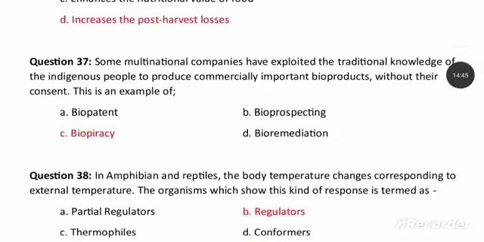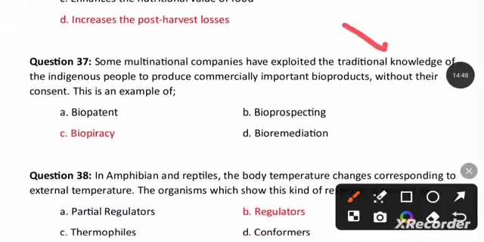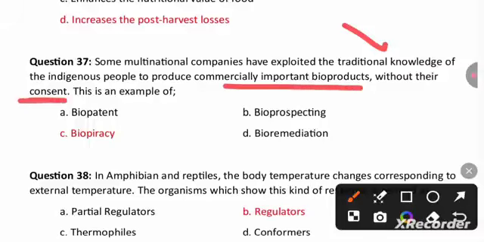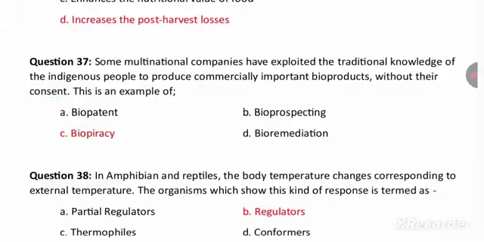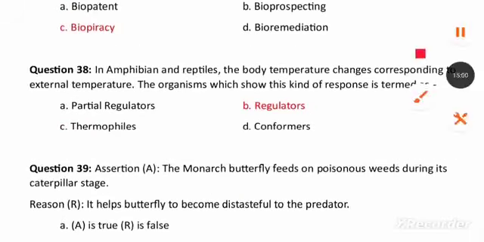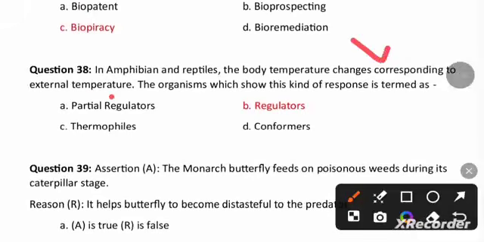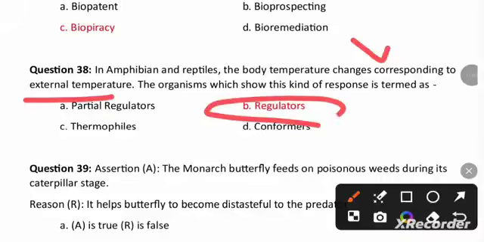Some multinational companies have exploited the traditional knowledge of indigenous people to produce commercially important bioproducts without any compensation and without any consent. That is called biopiracy. In amphibians and reptiles, the body temperature changes corresponding to the external temperature because they are conformers. The organisms which show this kind of response are conformers.